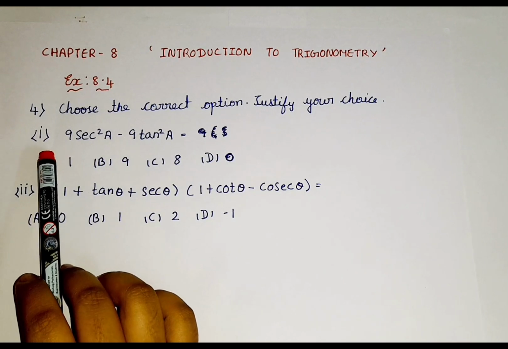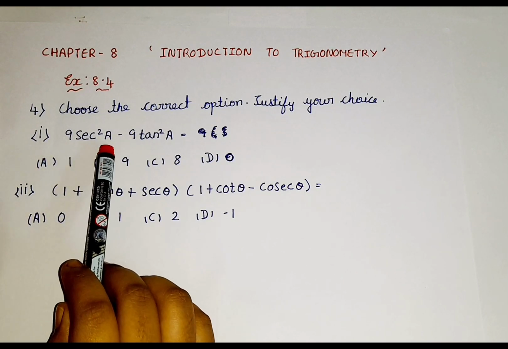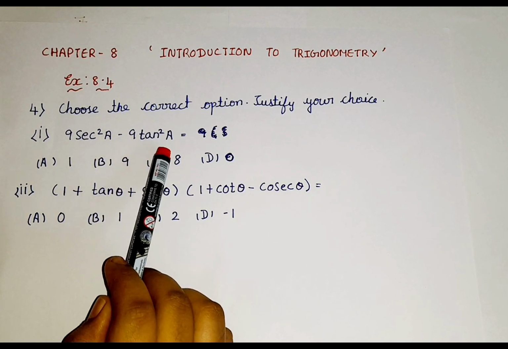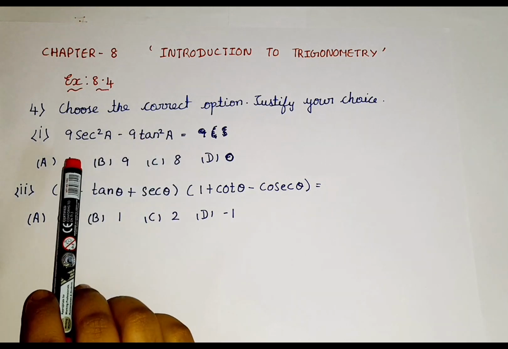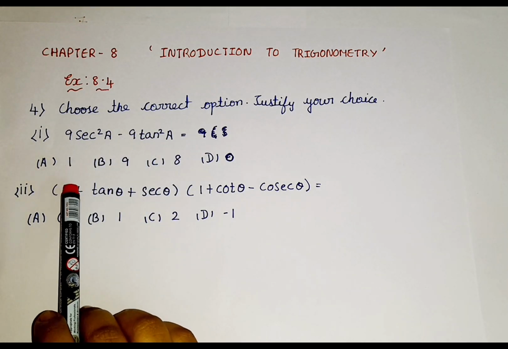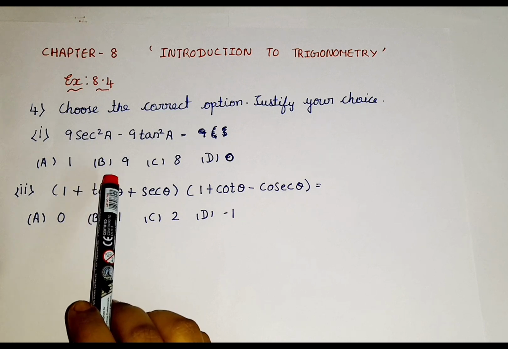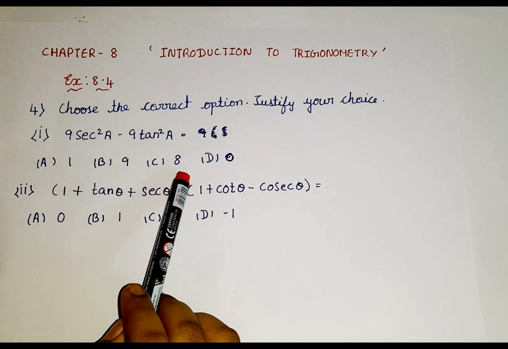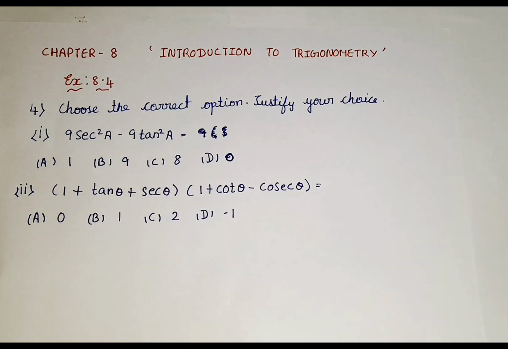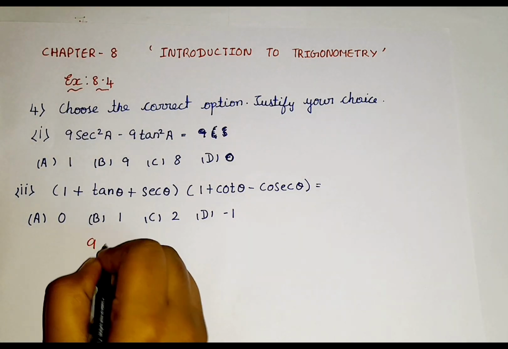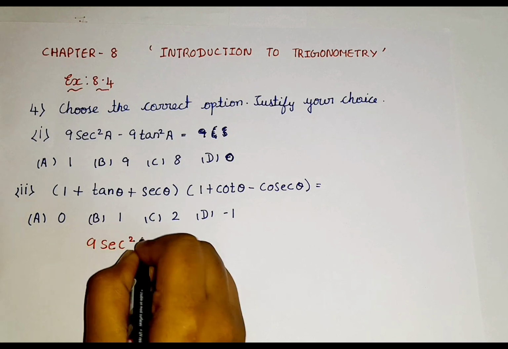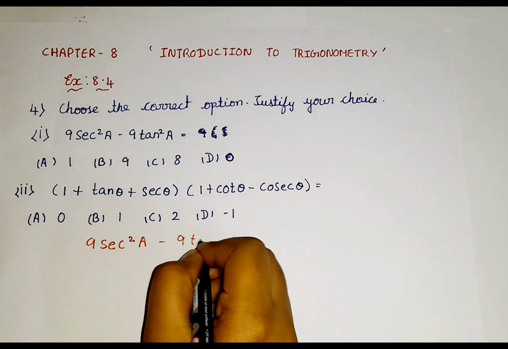Here the first subdivision is 9 secant square A minus 9 tan square A is equal to, and the options are A 1, B 9, C 8 and D 0. So these are the options. Now what we shall do is solve this first of all. Here I'll just write it as it is: 9 secant square A minus 9 tan square A.